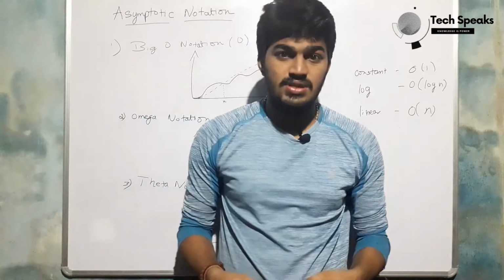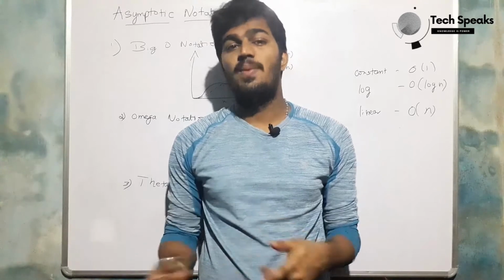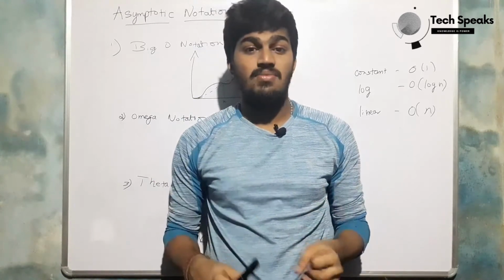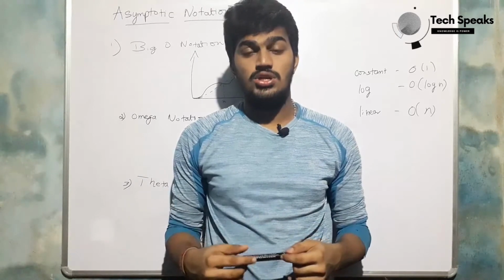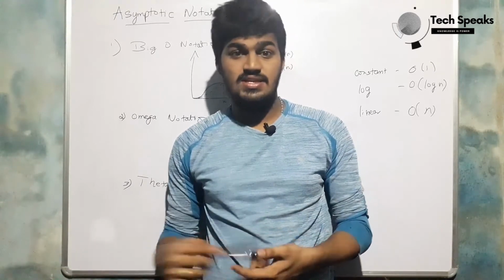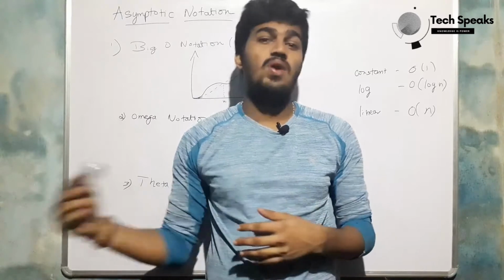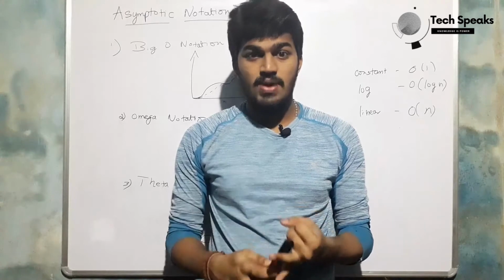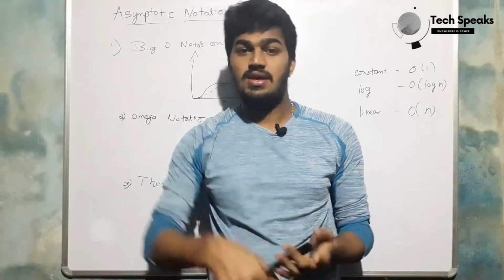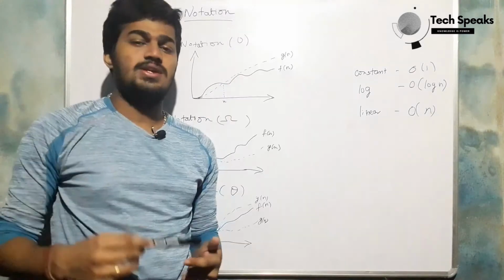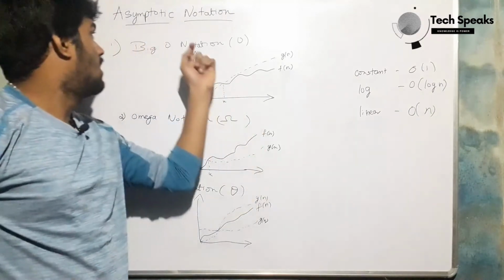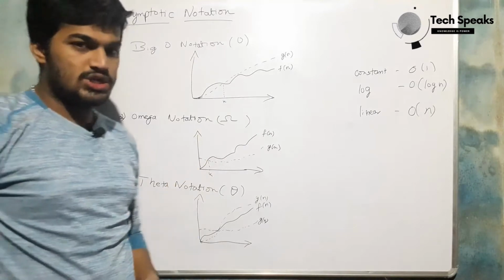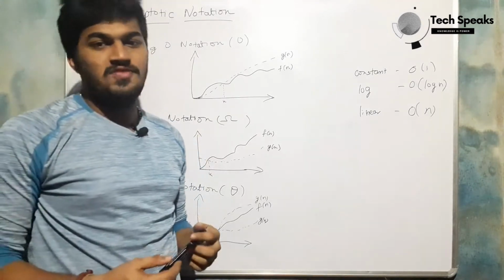Best case is nothing but the minimum time required for the program execution. Worst case is the maximum time required for the program execution, and average case is the average time required for the program execution. So using these three parameters, we are going to see the asymptotic notation topic. There are three types of asymptotic notation: big O notation, omega notation, and theta notation.